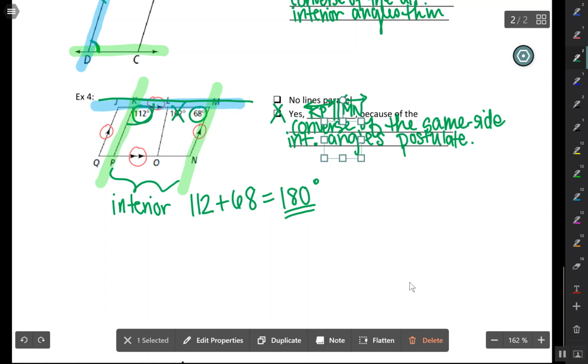Okay, so there's some examples of how we could use the converse of these theorems and postulates to prove that lines are parallel.